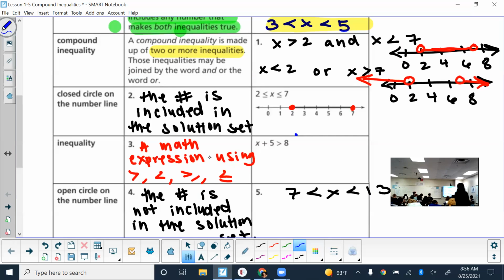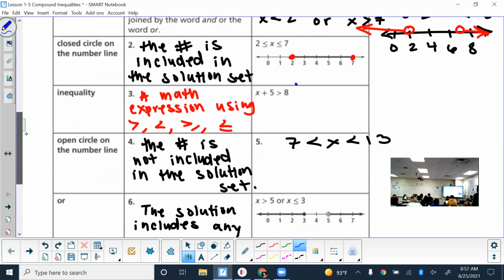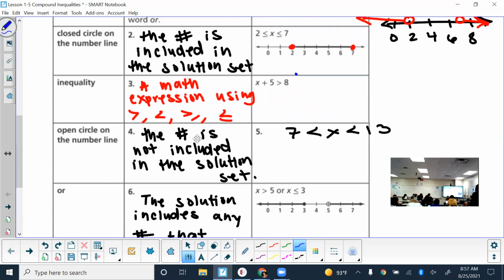Inequalities, you already know what those are. Those are basically just math expressions, kind of like equations, but now we're using one of these 4 symbols. So greater than, less than, greater than or equal to, less than or equal to. All right, we have open circle on a number line. So that number is not included in the solution set.